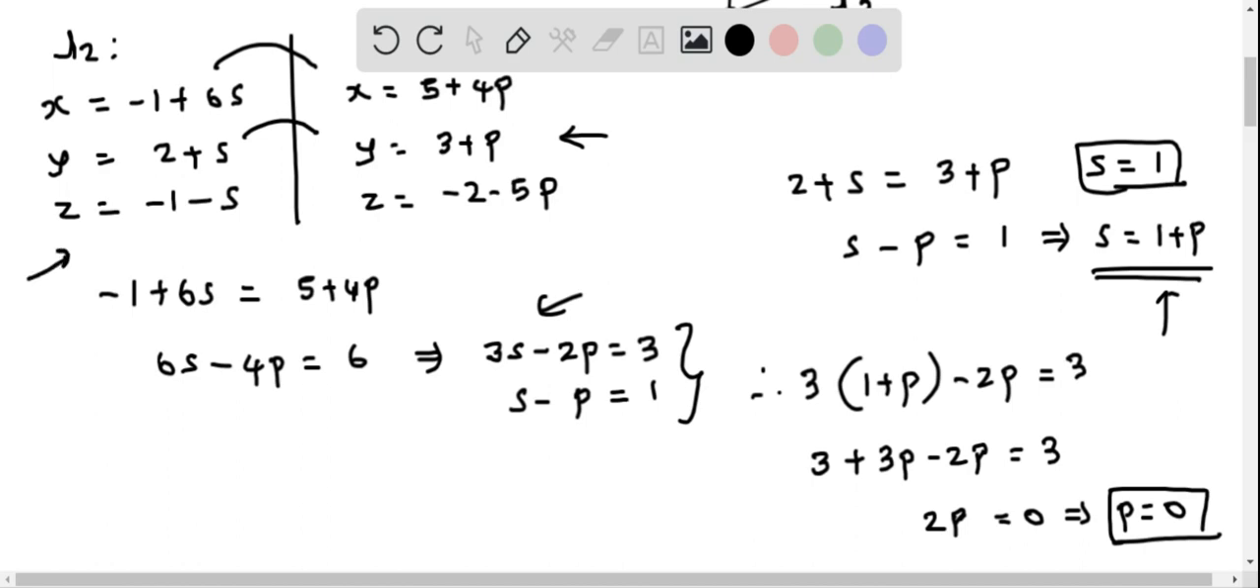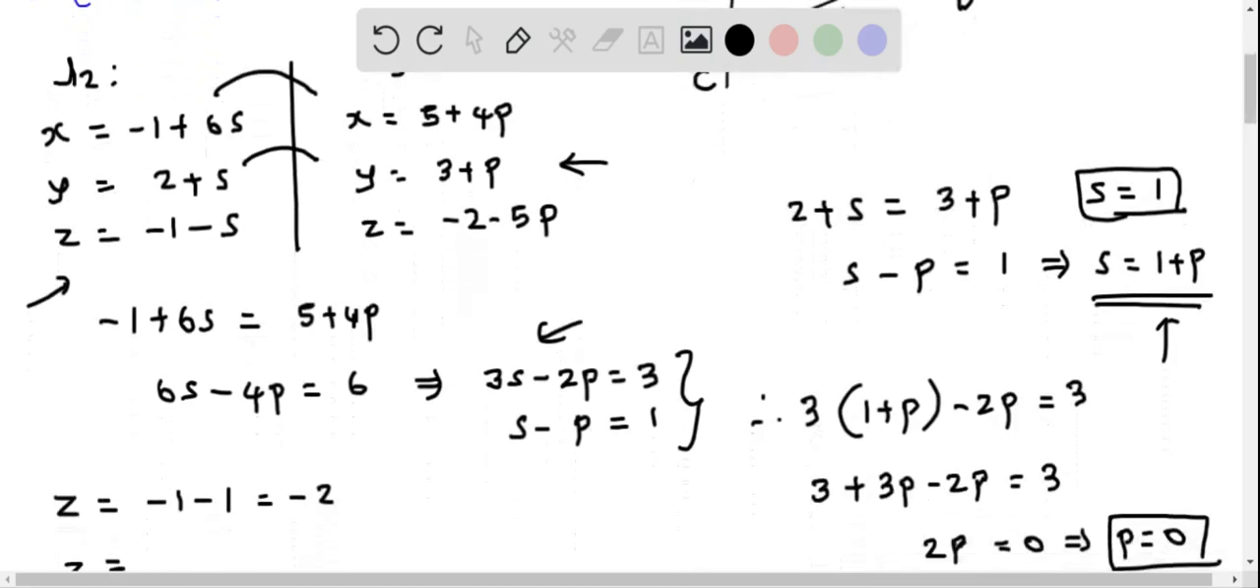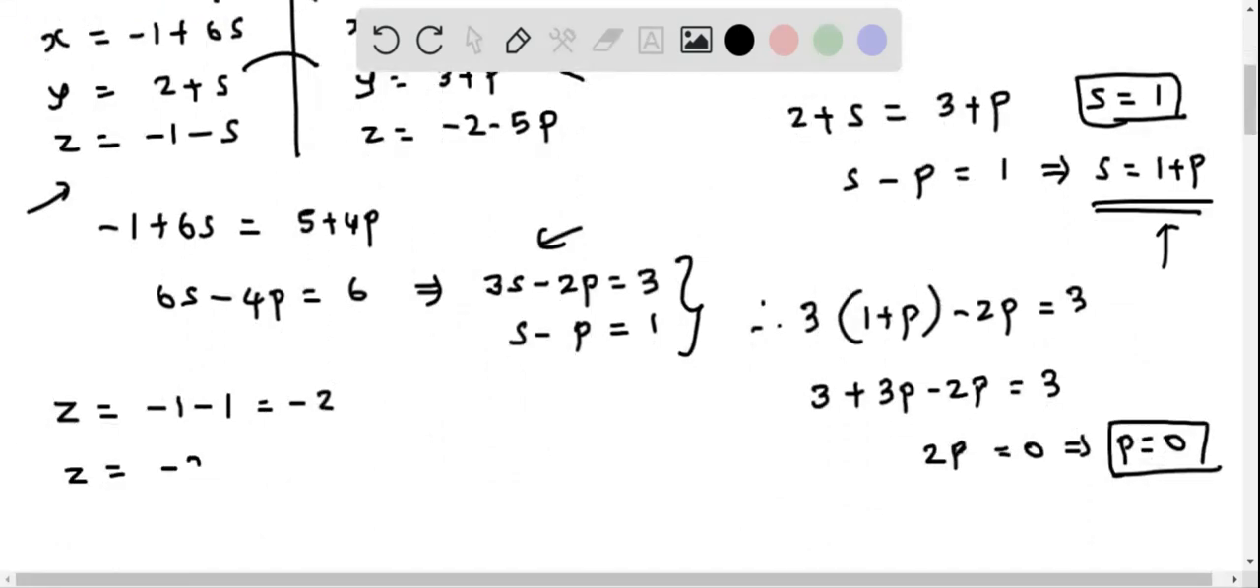So I'm going to substitute s equal to 1 and p equal to 0 in both the equations and determine if it is consistent. So let me substitute in z of L1, and therefore this becomes z equals negative 1, negative s, s is 1, so it becomes z equals negative 2. And when I substitute in the z equation of L3, this becomes z equals negative 2, negative 5 times p, p is 0. So therefore this becomes negative 2. Clearly we see that negative 2 and negative 2, that is z is negative 2 when we replace the values of s and p, which means it is consistent.